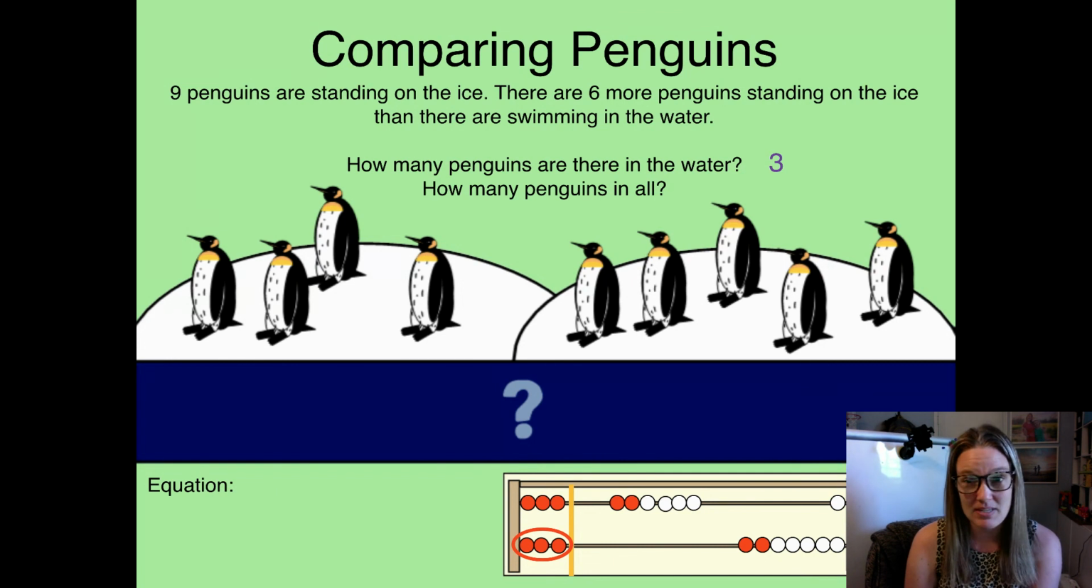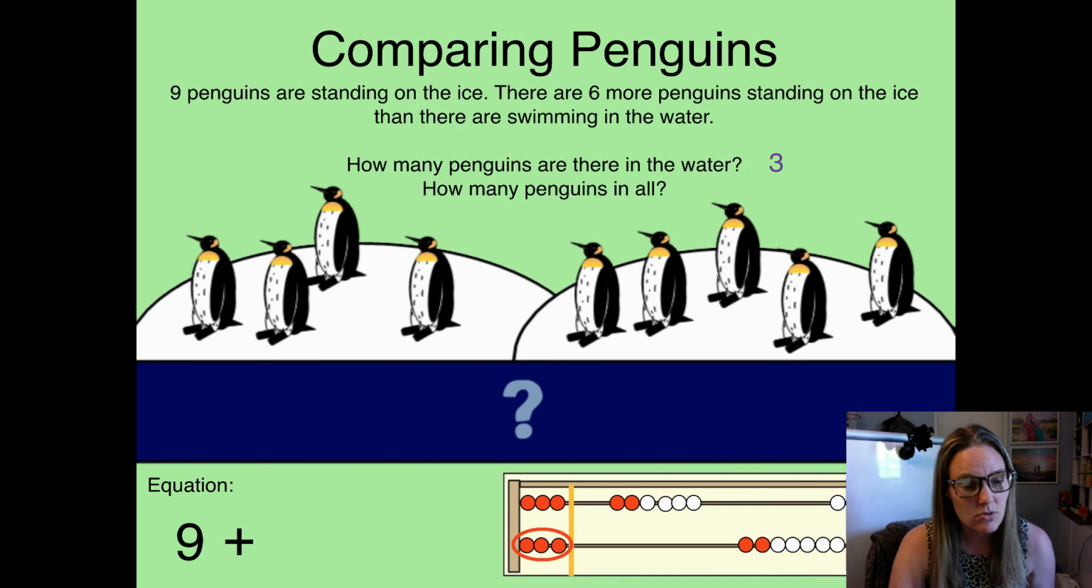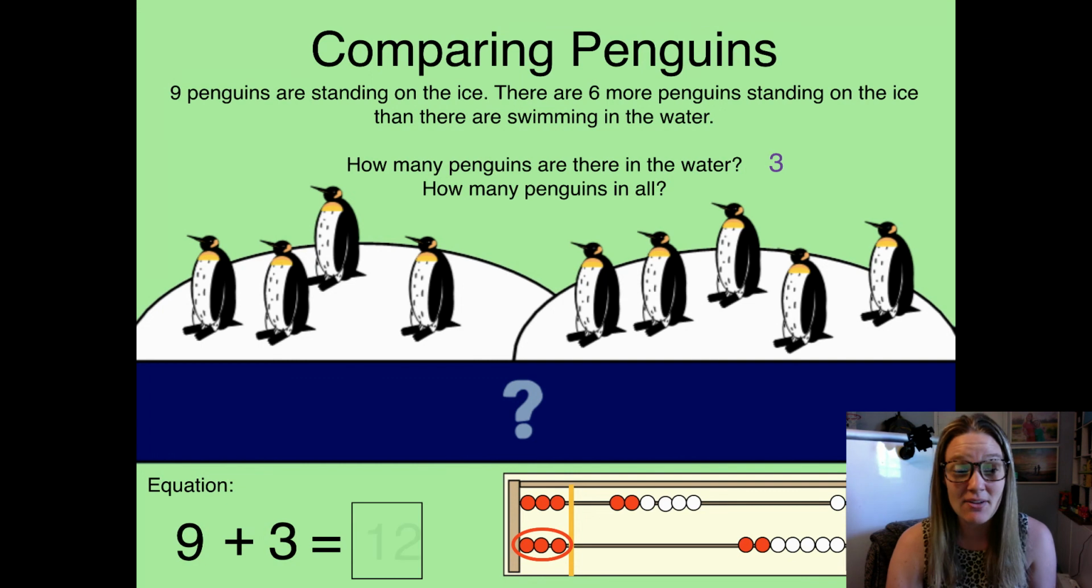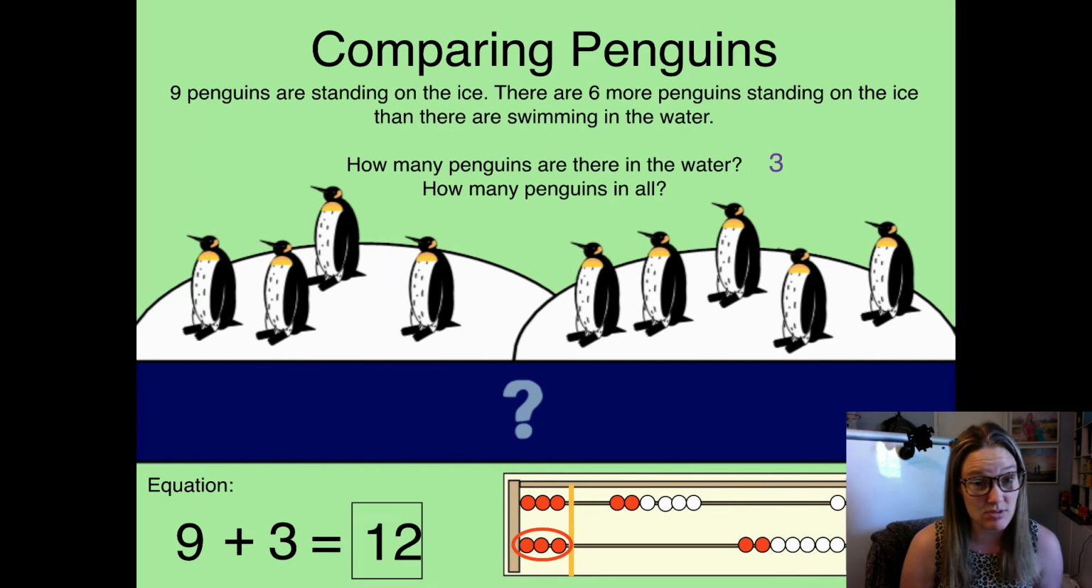So are we gonna be taking away or are we gonna be adding? Yeah, we're gonna be adding. So we just figured out that there are 3 penguins in the water, right? Yeah, and there are 9 penguins on the ice. So what kind of an equation are we gonna do? Yeah, let's start with on the ice. We have 9 on the ice and we're adding them together. So we're gonna add plus 3, we just figured that out. They're swimming in the water, equals how many? What's 9 plus 3? This is our adding 9s. Yeah, it's 12, right? Because I know that 10 plus 3 is 13 and 9 is 1 less. So it's gotta be 12.